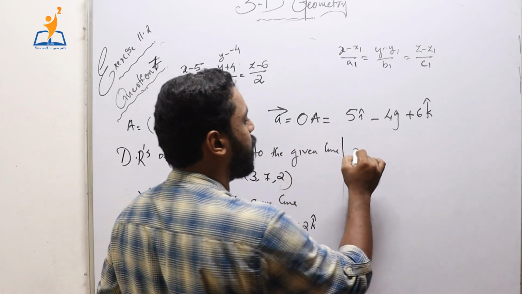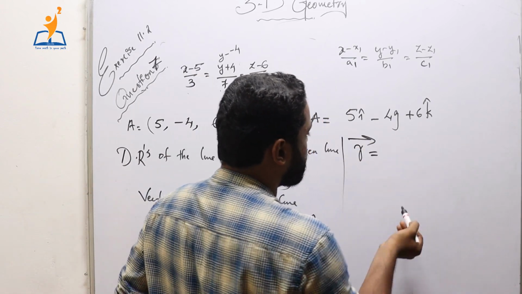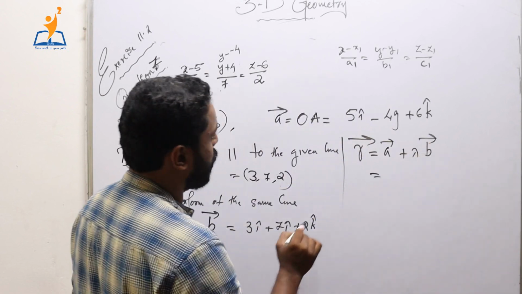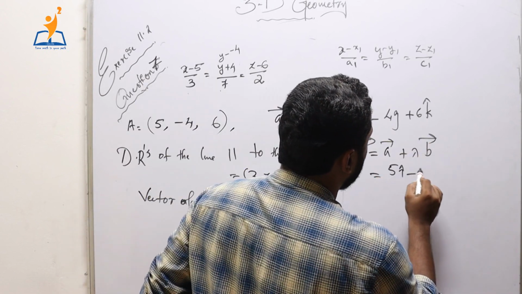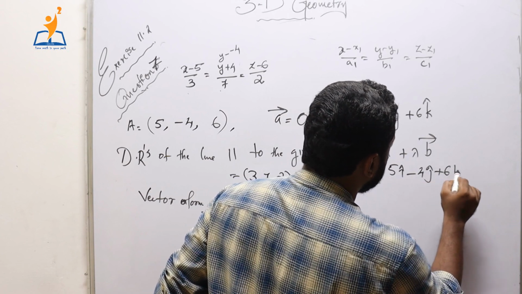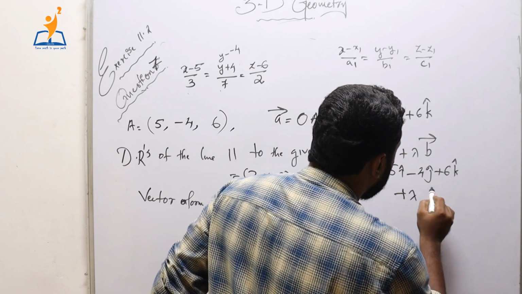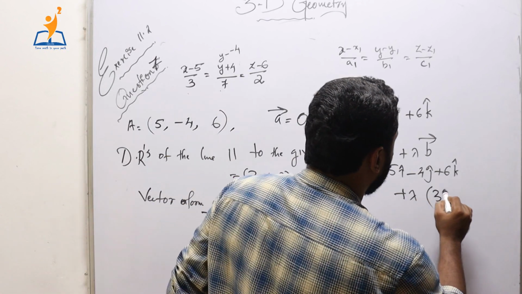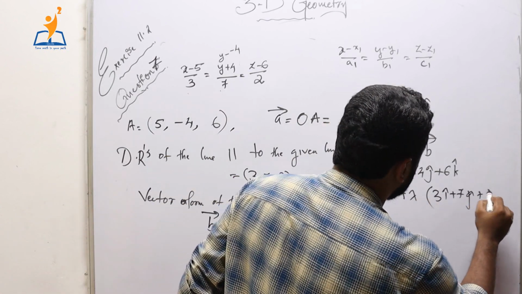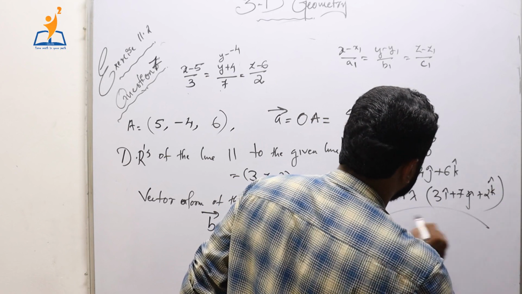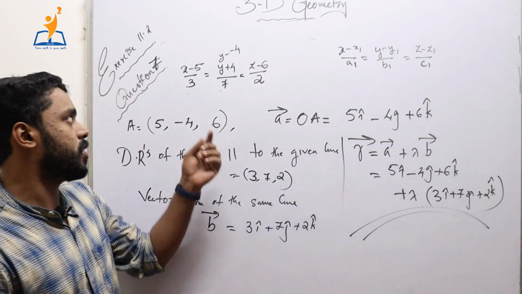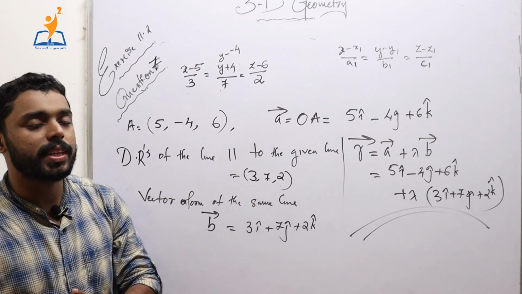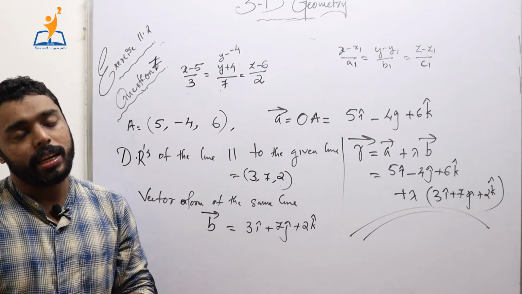Now it is very simple. The vector equation r is equal to vector A plus lambda into vector B, which is equal to 5i cap minus 4j cap plus 6k cap plus lambda into, what is B? 3i cap plus 7j cap plus 2k cap. So this is the vector equation of the line which passes through the point (5, minus 4, 6) and with direction ratios 3, 7, 2. We shall move to the next question.